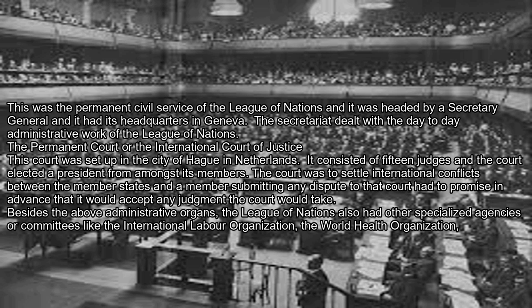The Permanent Court, or the International Court of Justice. This court was set up in the city of Hague in Netherlands. It consisted of 15 judges, and the court elected a president from amongst its members. The court was to settle international conflicts between the member states, and a member submitting any dispute to that court had to promise in advance that it would accept any judgment the court would take.